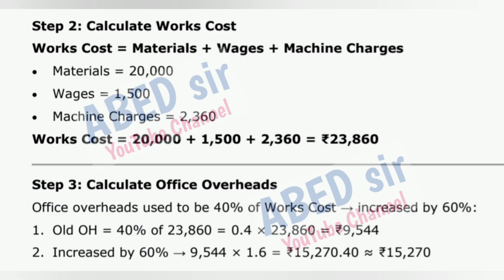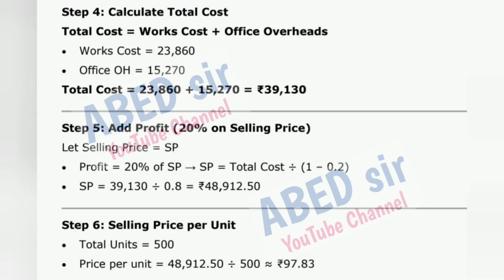Office overheads used to be 40% of works cost increased by 60%. 1. Old office overhead is equal to 40% of 23,860 is equal to 0.4 times 23,860 is equal to 9,544 rupees. 2. Increased by 60%, 9,544 times 1.6 is equal to 15,270 rupees and 40 paise, about 15,270 rupees. Step 4. Calculate total cost.